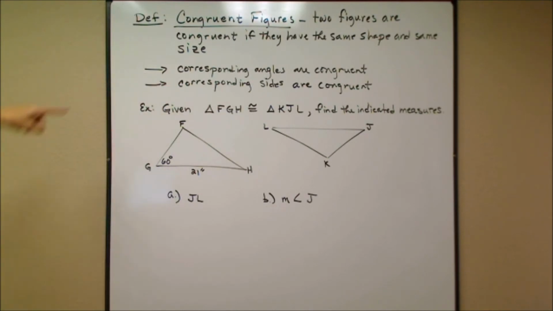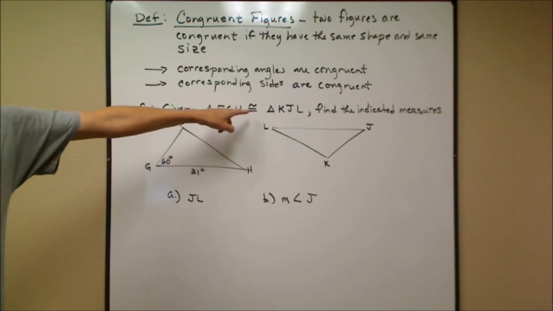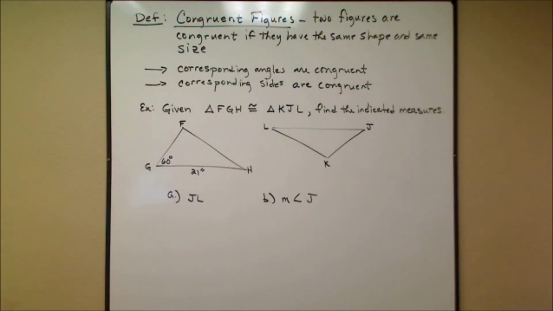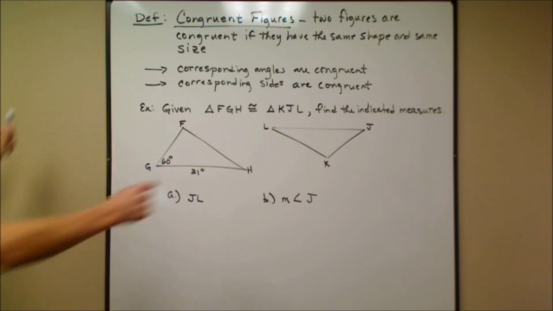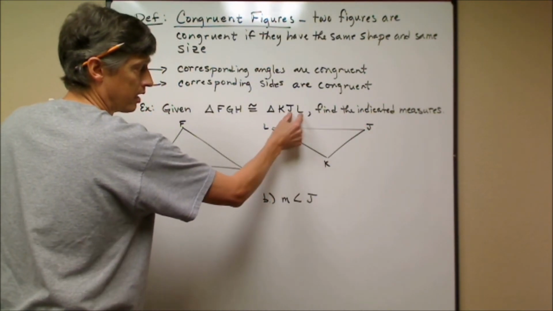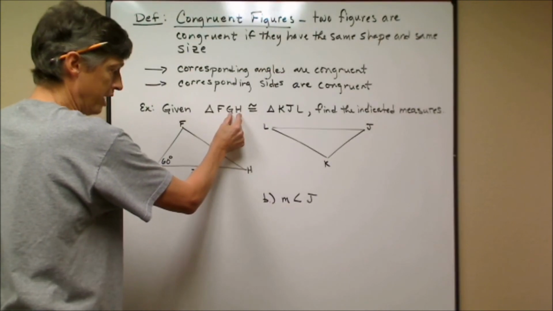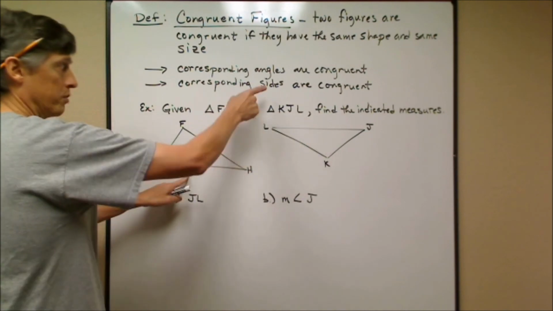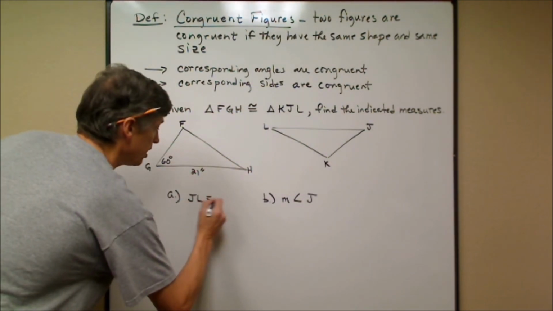All right, so here I have two triangles. I've got triangle FGH is congruent, remember, this is the congruent symbol, to triangle KJL. And I'm finding the indicated measures down here. Now it says to find JL. Without the little line bar above it, that means the length, the measure of line segment JL. JL, over here, is the last two letters. So the last two letters, GH. GH is 21 inches. Corresponding sides are congruent, so this is 21 inches.